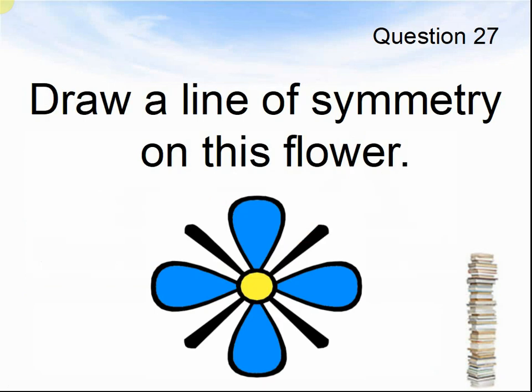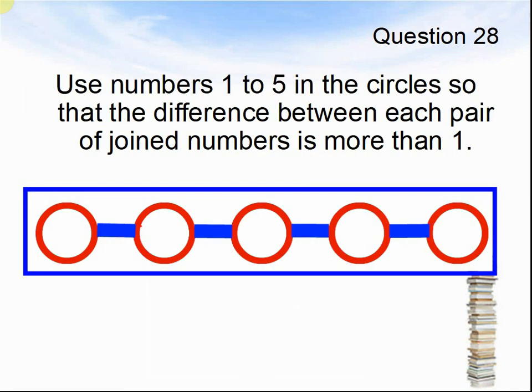Draw a line of symmetry on this flower. Pause the video until you are ready for the next question. Here comes the next question. Question 28. Use the numbers 1 to 5 in the circles so that the difference between each pair of joined numbers is more than 1. Pause the video until you are ready to look at the answers.